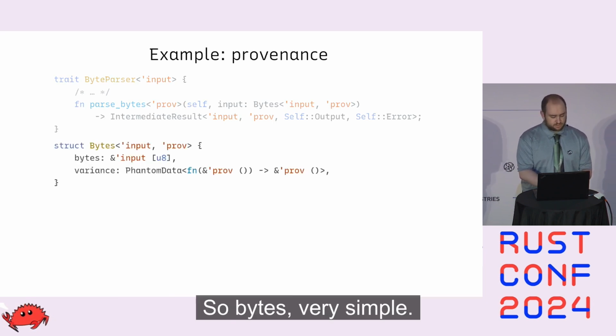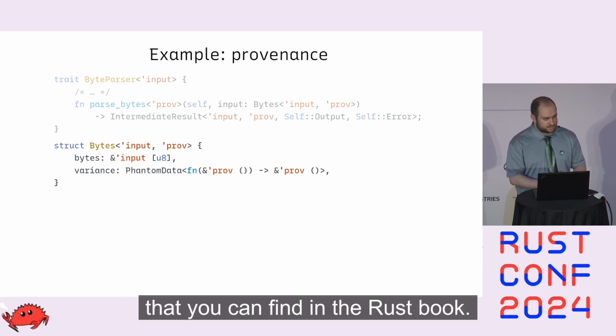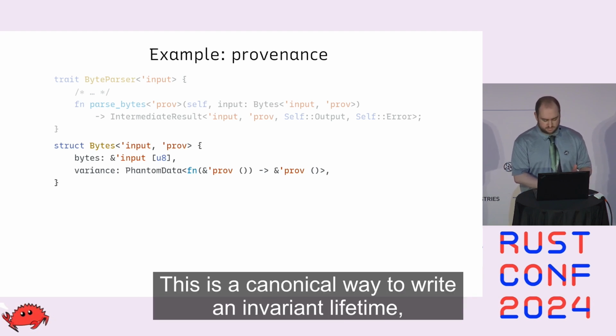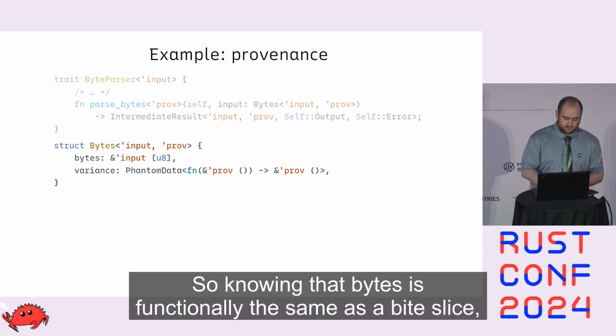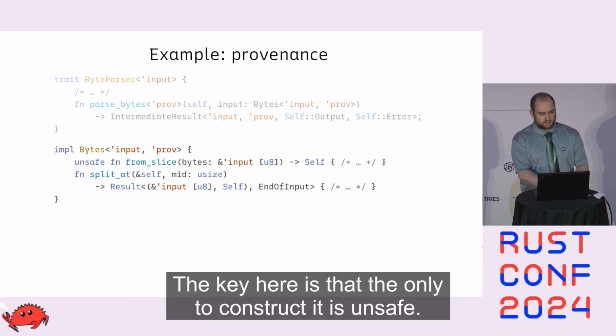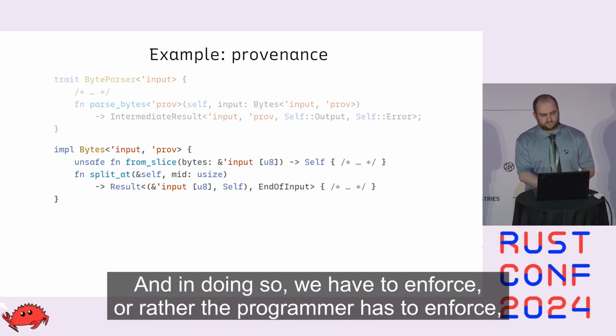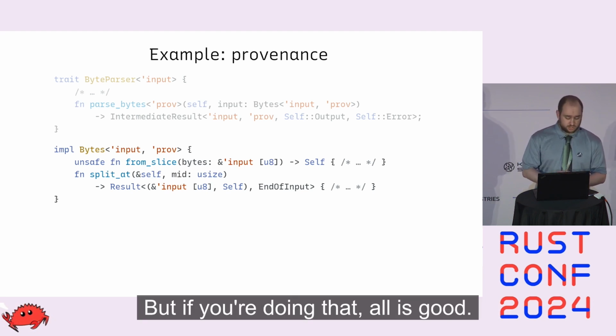So Bytes is very simple. It's a thin wrapper around a slice of bytes. The variance is a more complicated subject that you can find in the Rust book. This is a canonical way to write an invariant lifetime, basically meaning the lifetime can neither be extended nor shortened in any situation. So, knowing that Bytes is functionally the same as a byte slice, we'll just get rid of that. Instead, we're implementing Bytes. The key here is that the only way to construct it is unsafe. In doing so, the programmer has to enforce that the provenance is what it says. But if you're doing that, all's good.